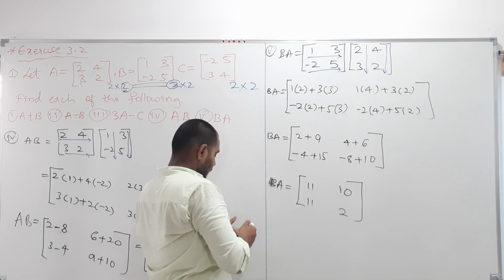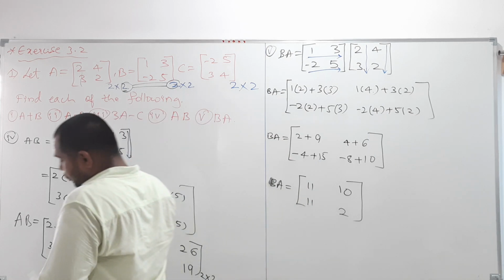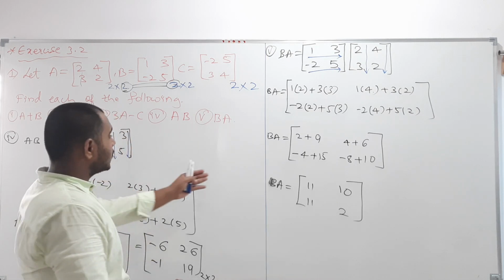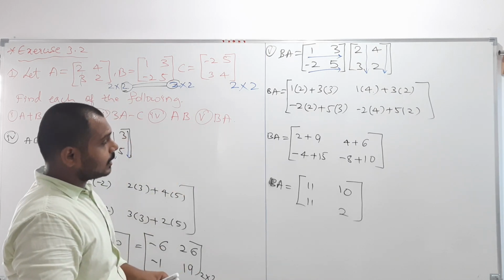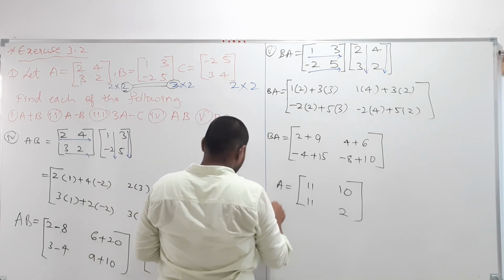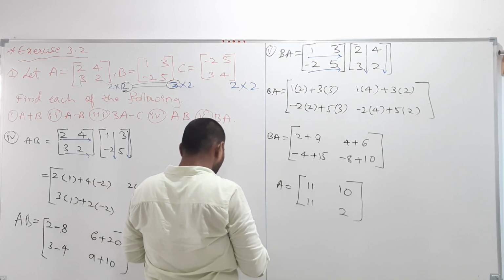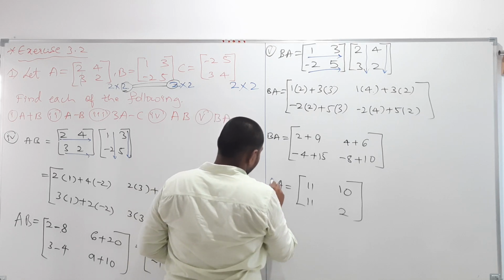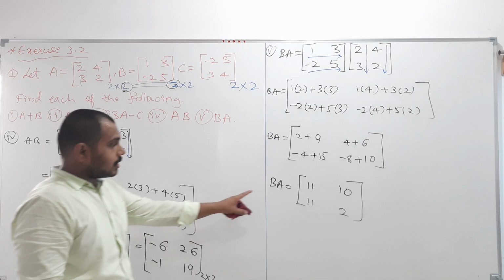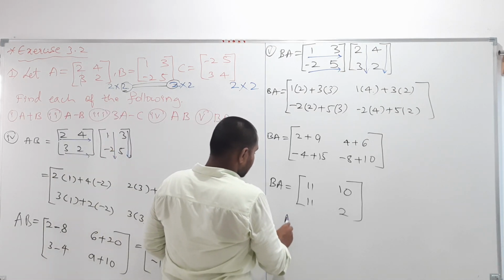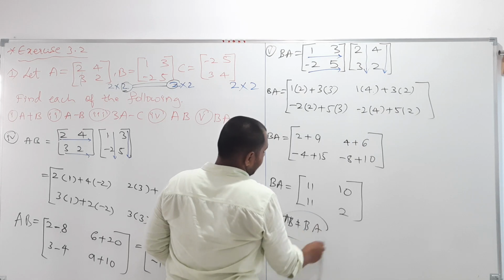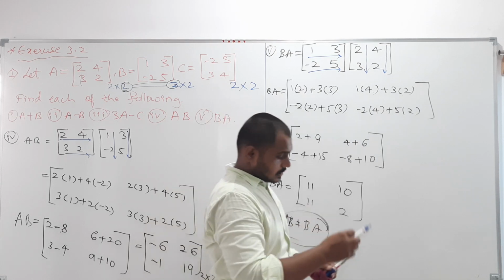Clear? So this is your BA. My dear students, you can observe that in both cases A and B are the same values, we didn't change them. You can observe here that AB is not equal to BA. Am I correct? In this case, AB is not equal to BA. So please remember this concept.